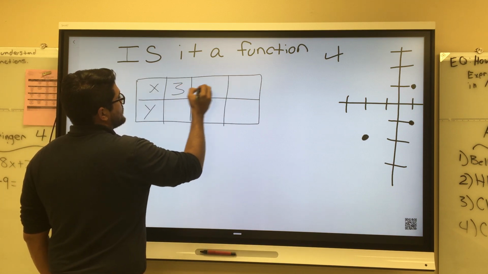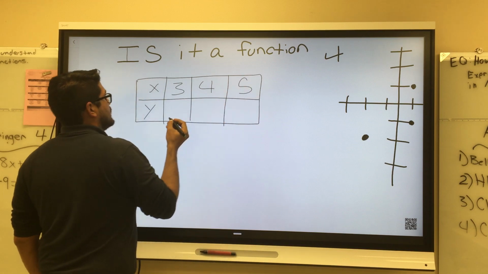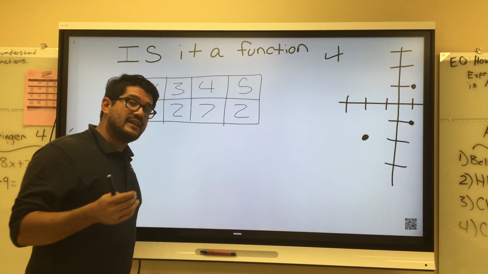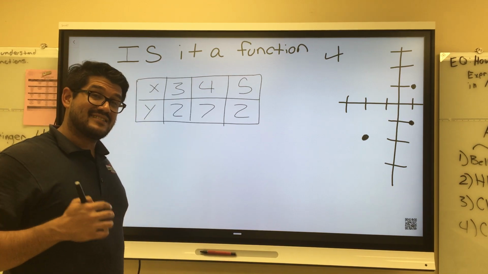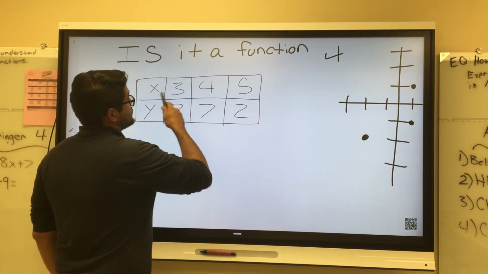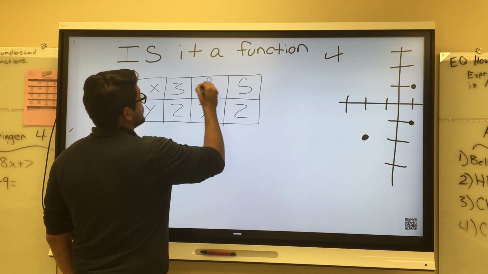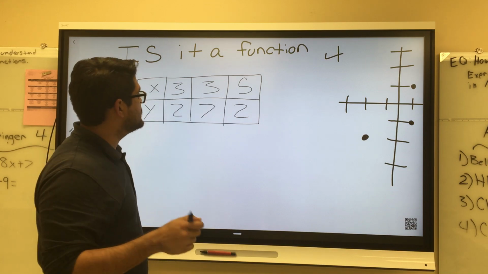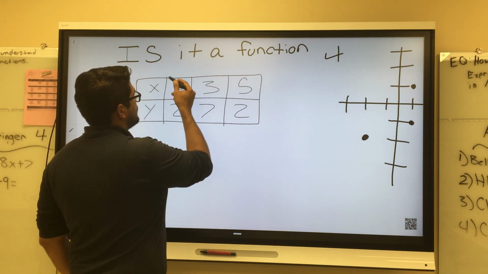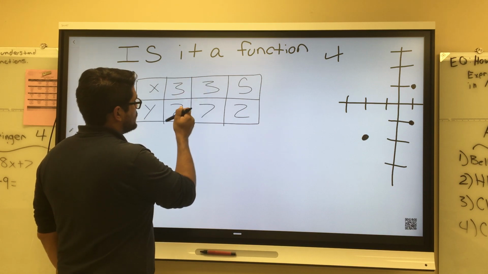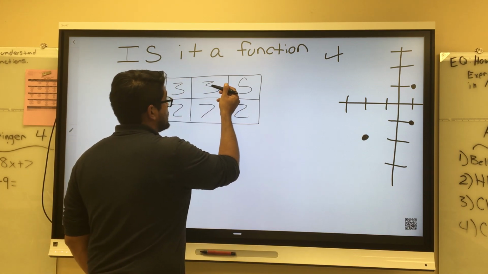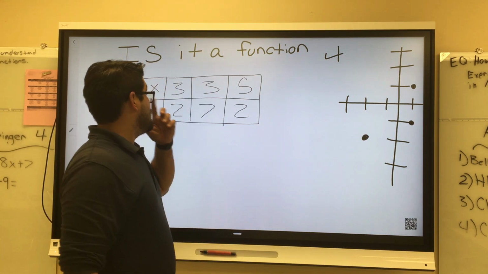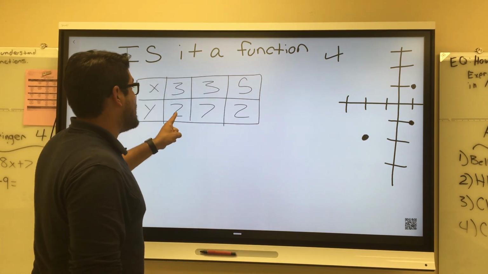So 3, 4, 5, and this is 2, 7, 2. Now, y is allowed to repeat, but x is not allowed to. So let's say I change this 4 into a 3. This is not allowed. You're not allowed to have 2 3s. When you use 3 in the function, you get 2, and when you use 3 in the function again, you get 7. That makes no sense. That's not allowed. For every one input, there has to be one output.